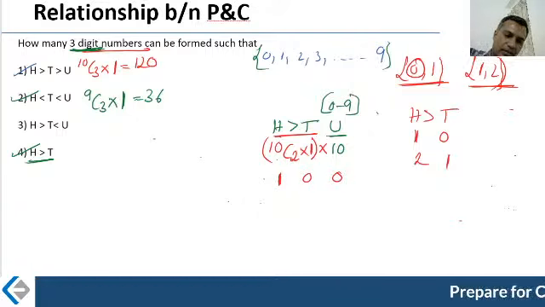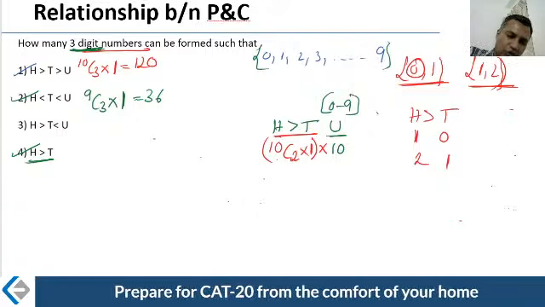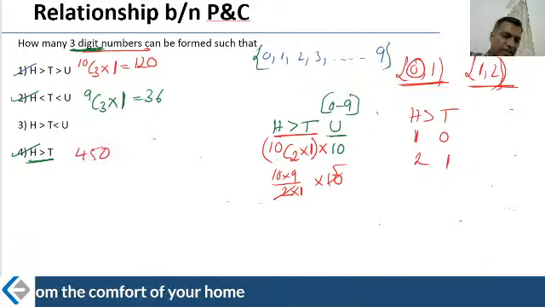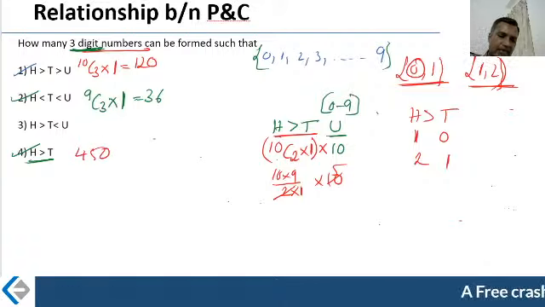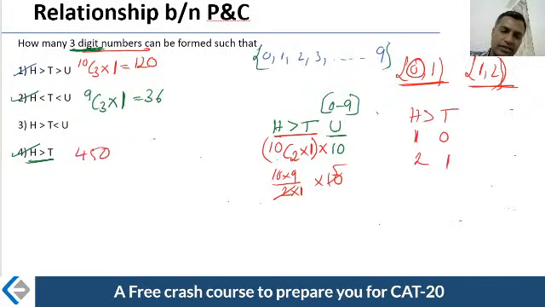What is the answer here, by the way? 10C2 is 10 into 9 divided by 2 into 1, into 10. Therefore you would say that this is 5. The answer is nothing but 450. There are 450 such numbers where the hundreds place is greater than the tens place in that particular 3-digit number. That is the required answer.